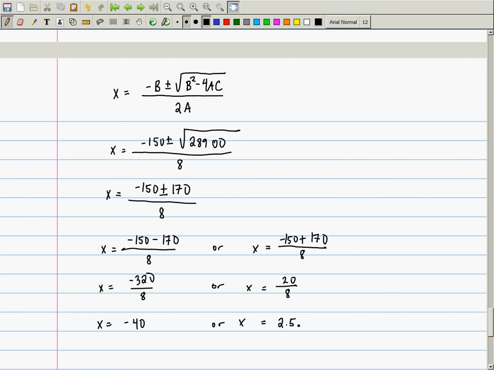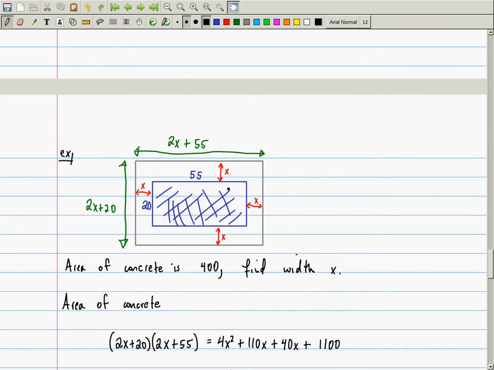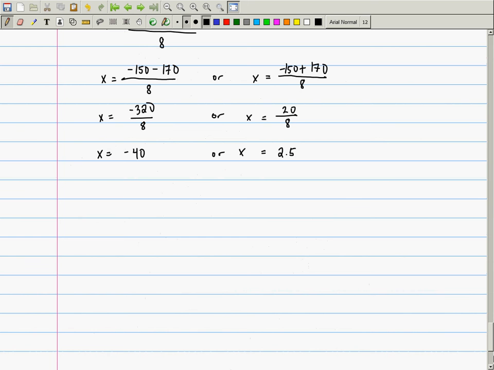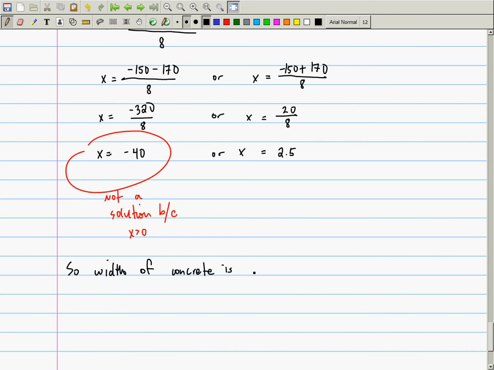What was x? What did it represent? Yeah, it represented a width. Could these widths be negative 40? No, they couldn't be negative 40. So when I give you a problem, you need to indicate to me that this is not a solution, because x has to be positive. Then you need to write a conclusion. So the width of the concrete is x is equal to 2.5. Fantastic.